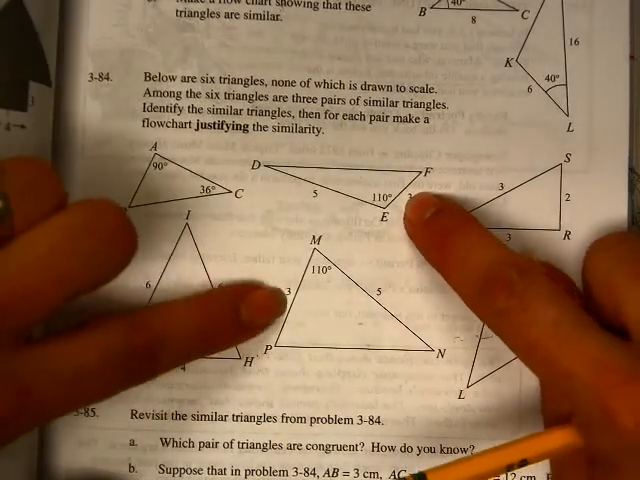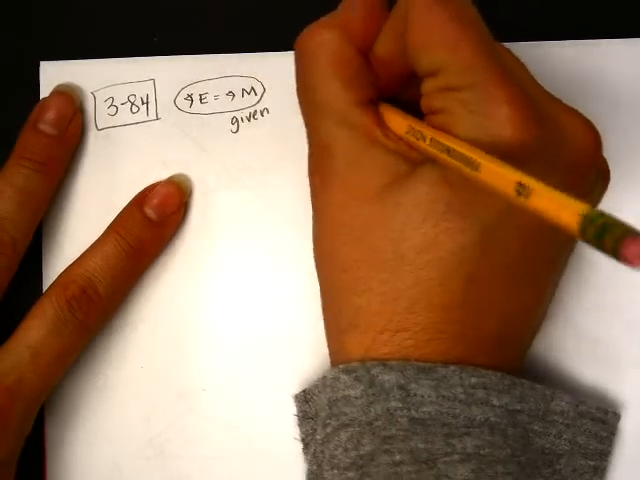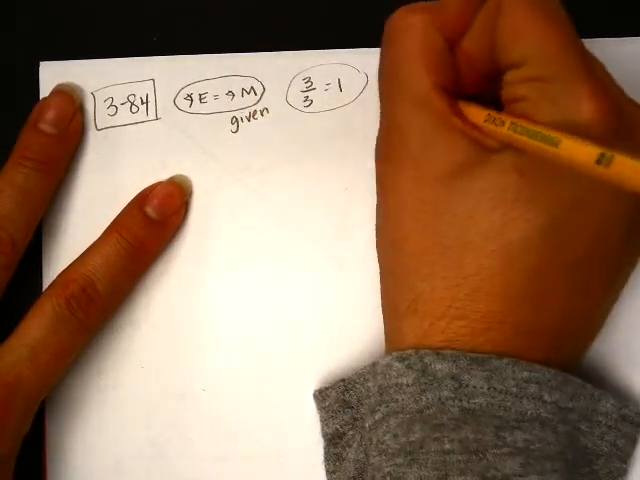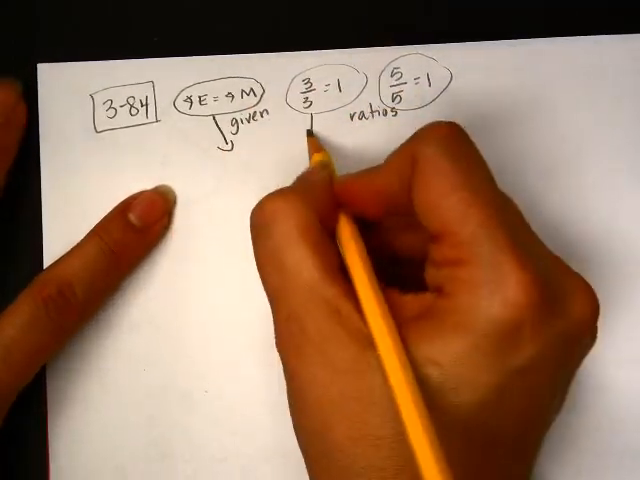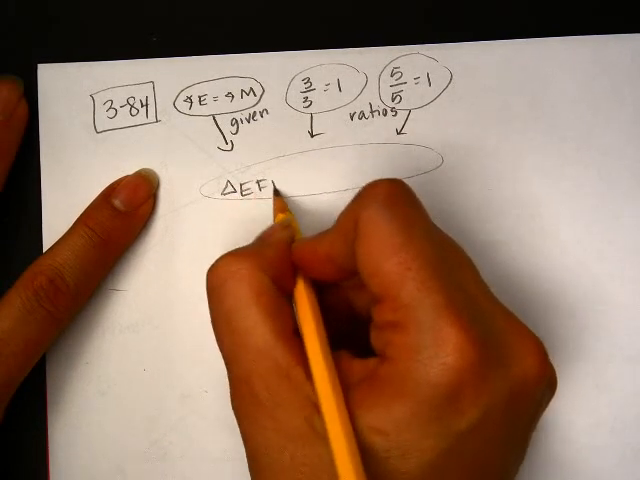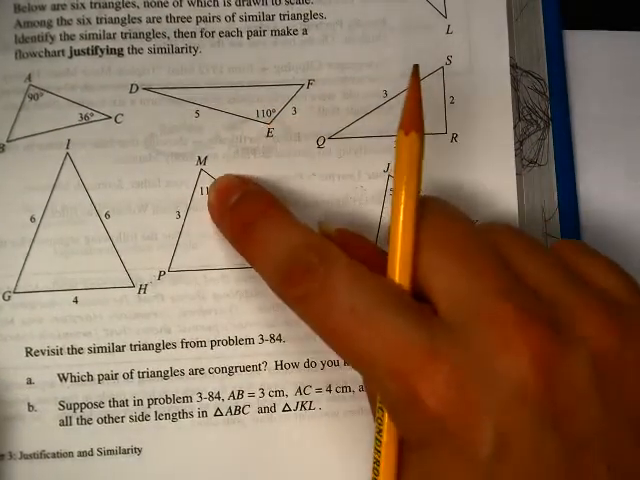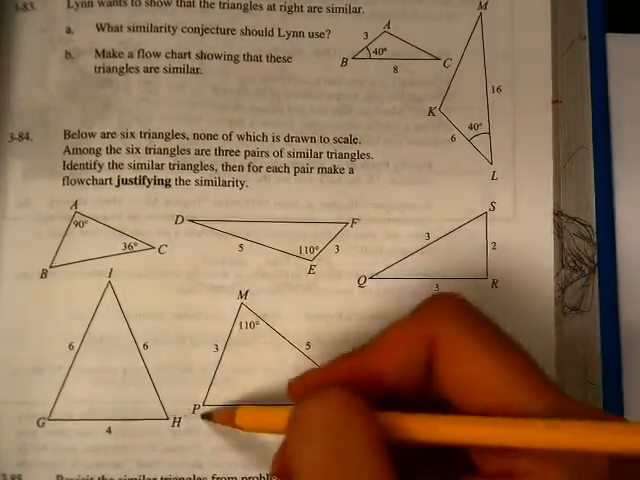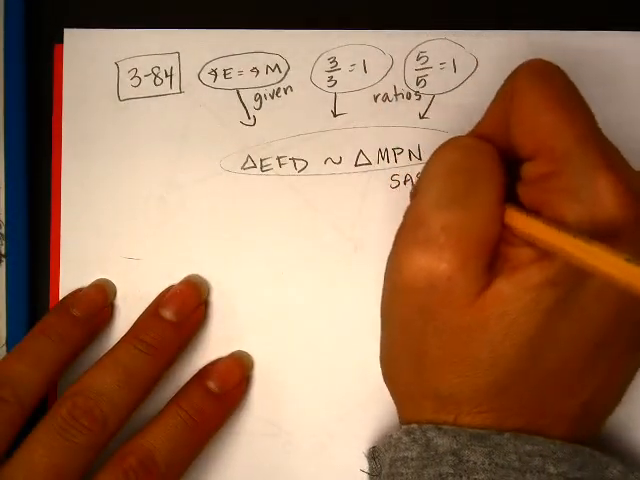And in this one, it is easy to find the ratios. 3's are going to go together and the 5's are going to go together. So I'm going to say 3 over 3 equals 1, and I'm also going to say 5 over 5 equals 1. And these are both ratios. And these all come together to state triangle EFD is similar to triangle, and E was the angle that was given here, so I'm going to put that with M. And then F went along the short side, so along the short side is P, and then N. And I did use SAS, triangle similarity.